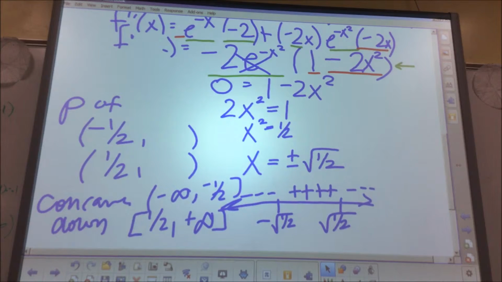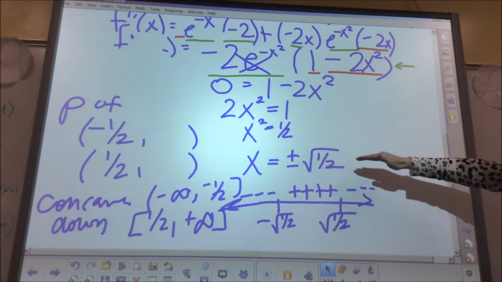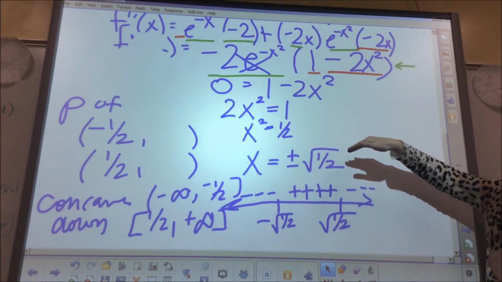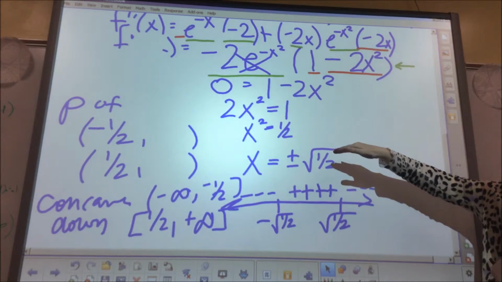Read that again for us, Michael. It's a point where the graph has a tangent line and the concavity changes. And the concavity changes. So when I'm at this step, why did I just say that these are possible points of inflection? You haven't done sign analysis on it yet. I haven't done the sign analysis yet.